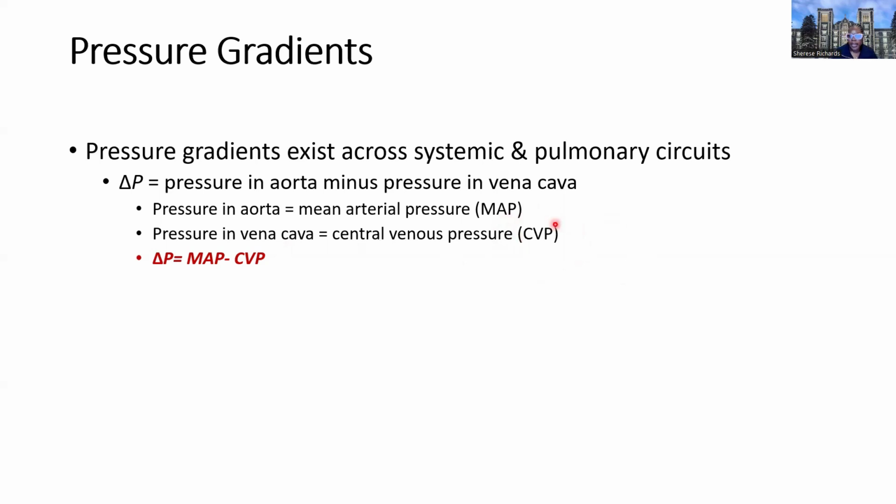So another way to look at the overall pressure gradient in the systemic circulation is to take our mean arterial pressure minus our central venous pressure. That will give us our gradient, and that will tell us the rate of flow that is moving blood through the systemic circulation.